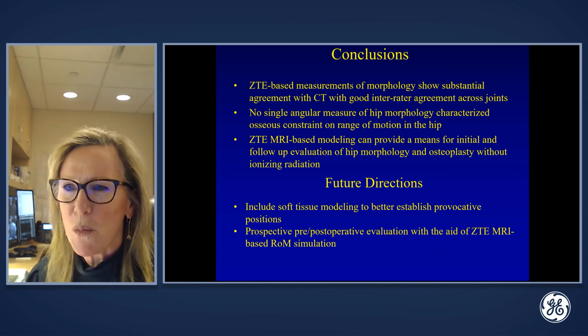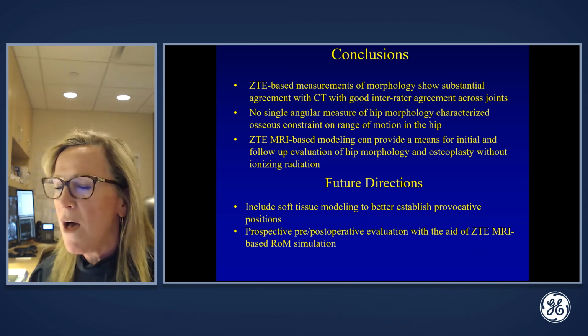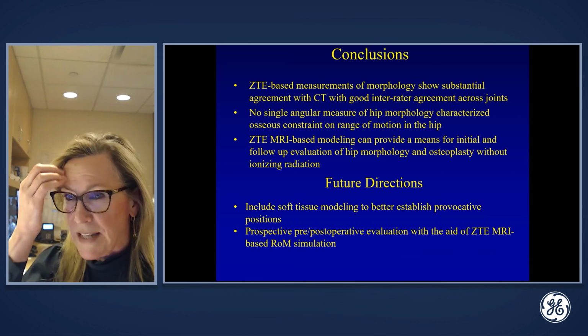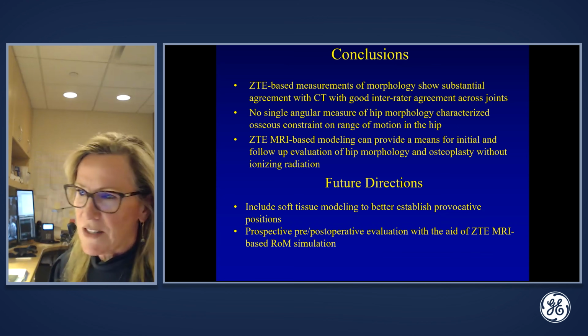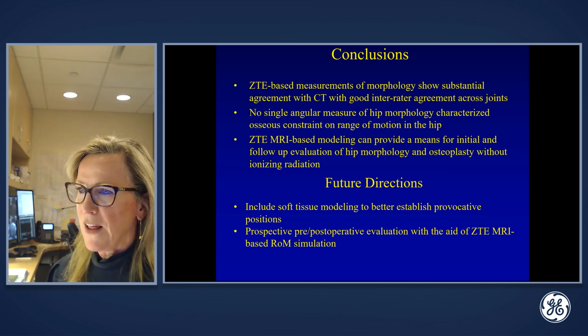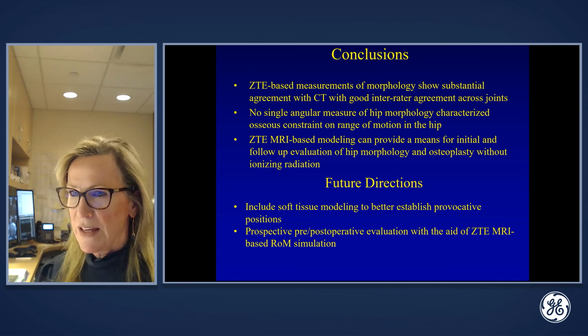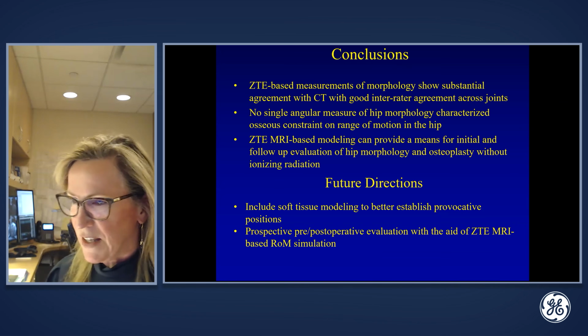Once you have that, you apply it to clinically relevant data sets. So all of the orthopedic trauma, for example, FAI, shoulder instability. We have shown that no single angular measurement of hip morphology characterized the osseous constraint, but this combination of in silico range of motion on ZTE will.